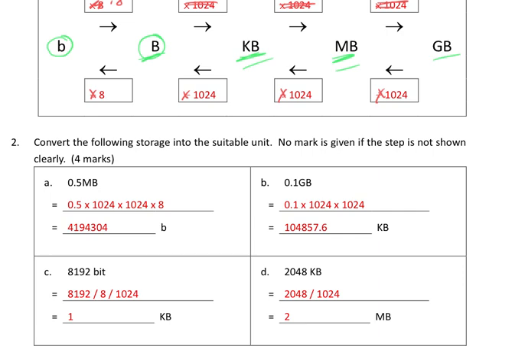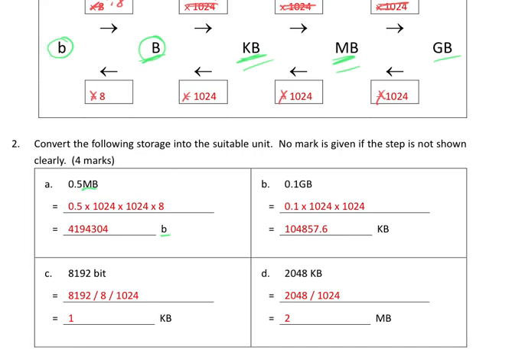So let's take the first one as an example. We want to convert from megabyte to bit. So you can refer to the above diagram. So bit to bytes, and then byte to kilobyte, and then we reverse the process. So bit from byte, byte from kilobyte, and then kilobyte from megabyte.